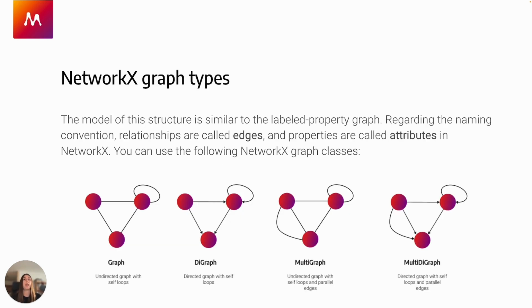So what are the graph types? As mentioned, there are different kinds of graph types. They are called graph, digraph, multigraph, and multi-digraph. So you can see on the photos how they differ from each other. And regarding the naming convention, we have nodes, and relationships are called edges, and properties are called attributes. This structure is kind of similar to the label property graph that I mentioned before related to the graph databases.